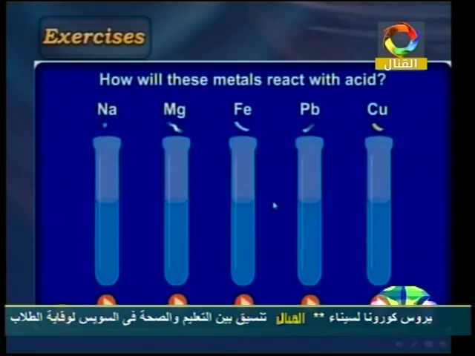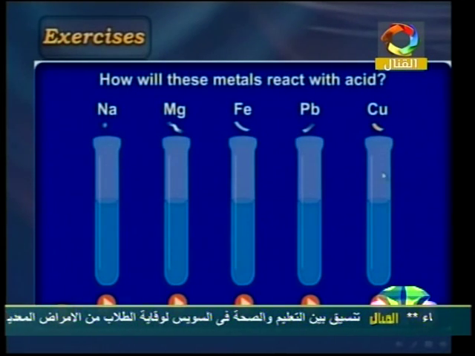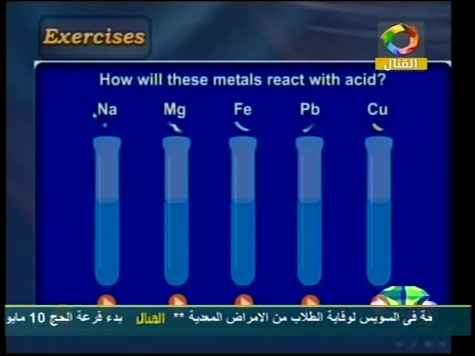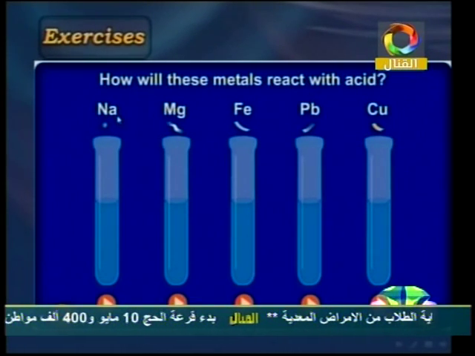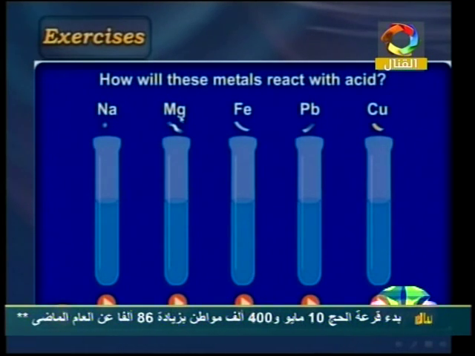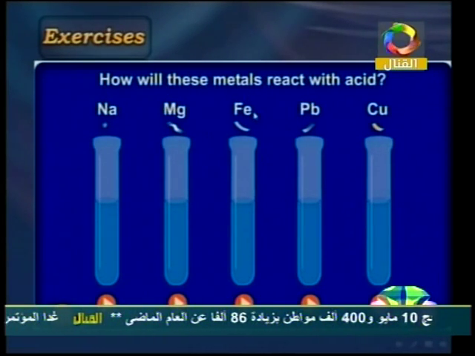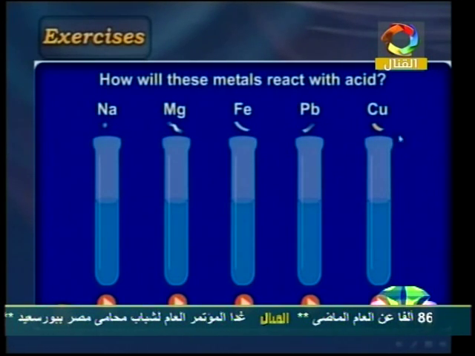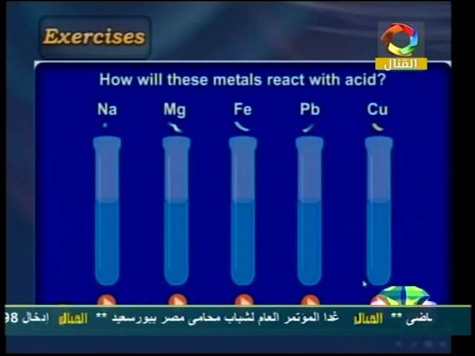Another one: how do these metals react with acids? Again we have the metals and the acid. Which one is active, which one is not active? Here we have Na. What is the symbol? This one represents sodium. And here we have Mg, magnesium. Fe, iron. Pb, lead. And the last one, Cu, copper.